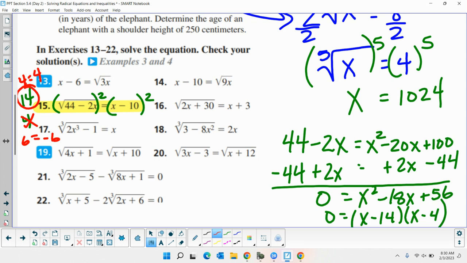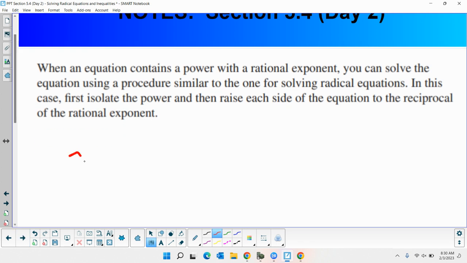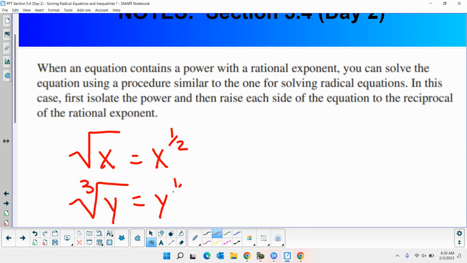Good job. All right, today we're doing the same thing, but we're doing inequalities. Okay? And we're doing some rational exponents too. Okay? So, you guys know that these are equal, right? We've talked about this. Right? The fractional exponent, the denominator is the index, the numerator is the exponent. Remember? Okay.